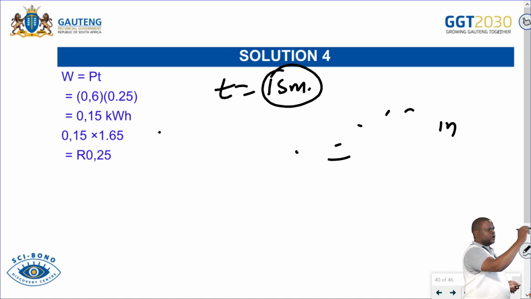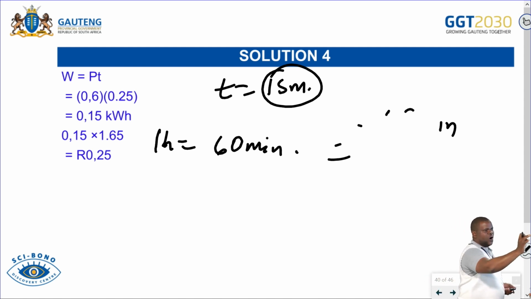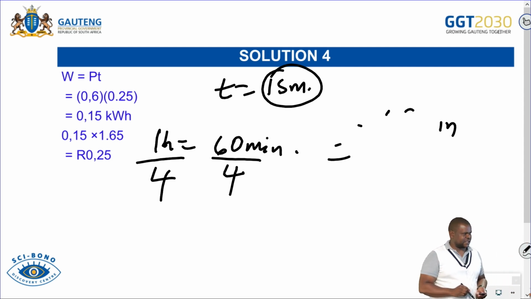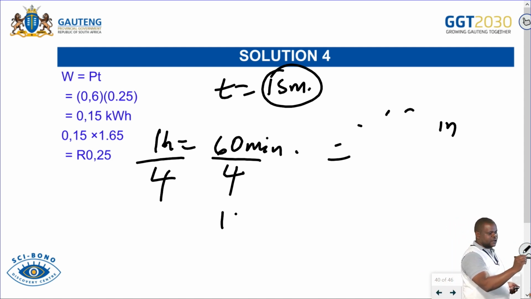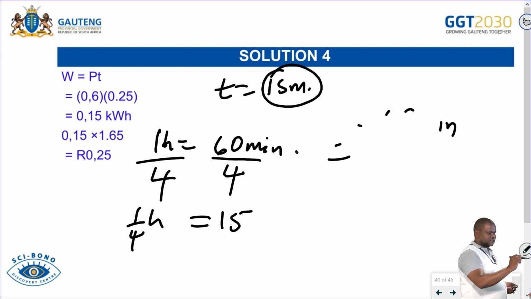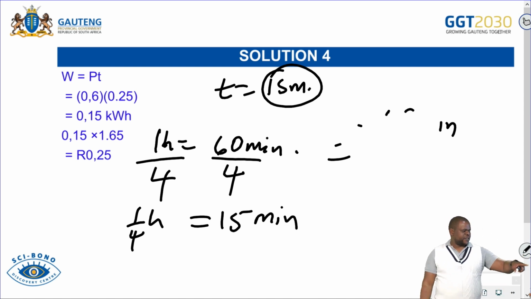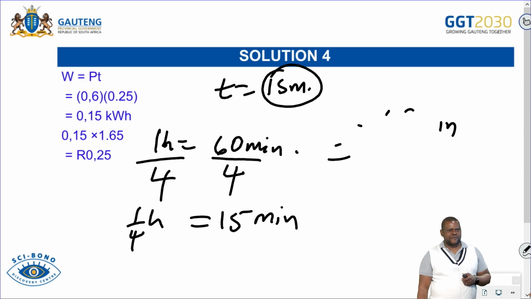We know that 1 hour is equal to 60 minutes. But in order for us to have 15 minutes from 60, we need to divide by 4, and here we'll divide also by 4, isn't it? Then from here we're going to have 15 minutes, and here 1/4 hours. Can you see? Then 15 minutes is equal to a quarter hour.